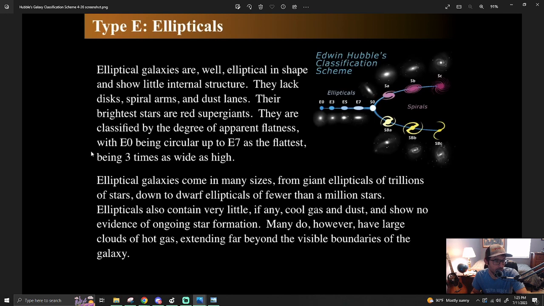Elliptical galaxies come in many sizes, from giant ellipticals of trillions of stars down to dwarf ellipticals of fewer than 1 million stars. They also contain very little, if any, cool gas and dust, and show no evidence of ongoing star formation. Many do, however, have large clouds of hot gas extending far beyond the visible boundaries of the galaxy.